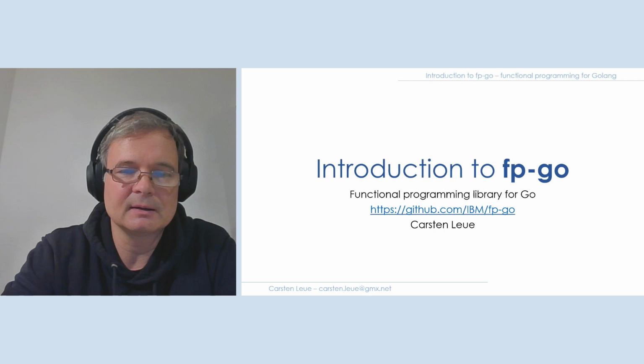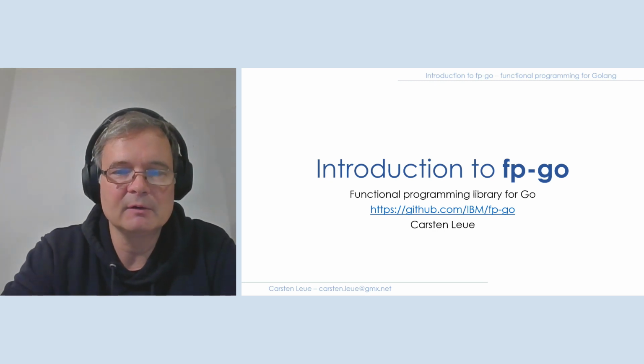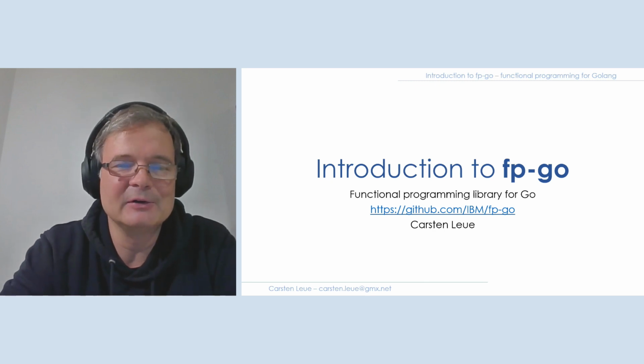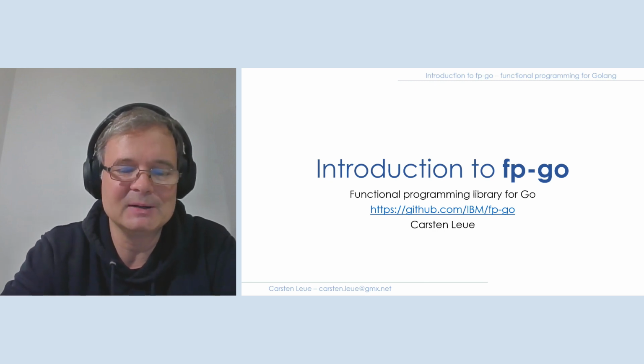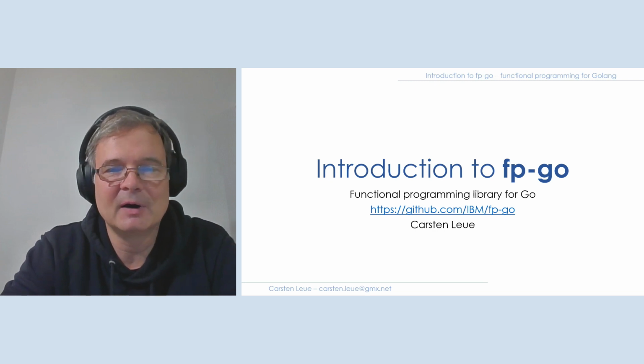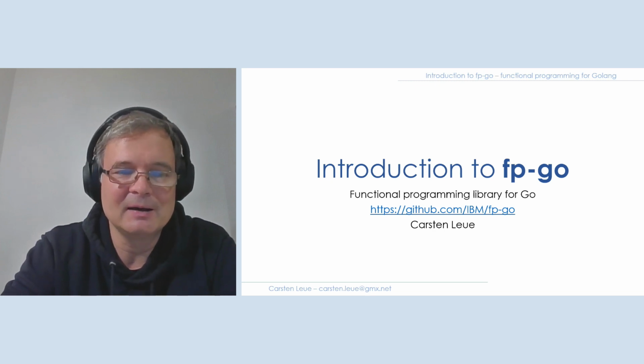Hey, my name is Carsten Leue. I've been a software developer for IBM for around 20 years now. And recently we have published an open source library with the Apache 2 license that makes functional programming available for the Go language. I'm actually feeling very honored to have been invited over to the Func Prog Sweden meetup to talk to you about this library. And I would be very happy to engage in some discussion about this library at the end of this presentation.